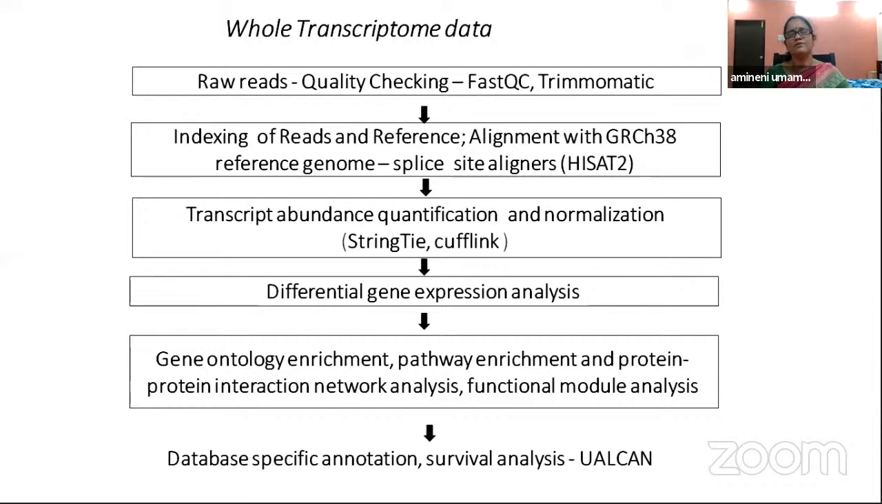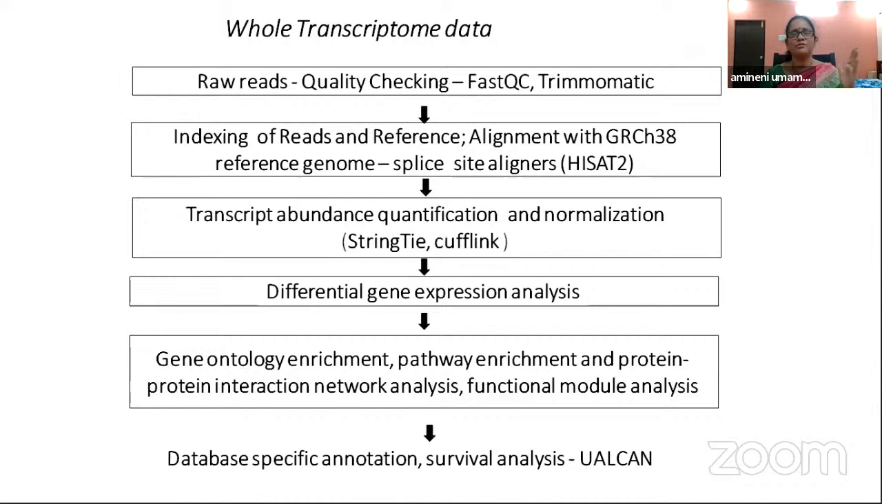This uses splice site aligners. The gene will be the same, but based on the exons, there are some changes in the splice sites, and subtle differences will be present. To consider whether there is a change in the brain or in the lung, we have to consider all the isozymes. So we need to align this with the GRCh38 reference genome.